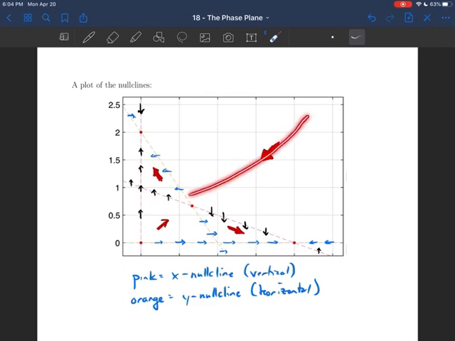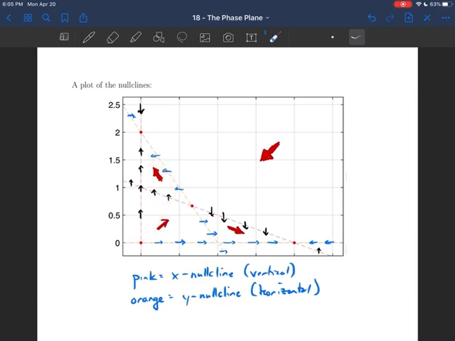Similarly, in this region, everything has to be moving up and to the right, and in this region, everything has to be moving down and to the right. And that gives you the broad brush strokes of what solutions are doing. You can tell the solutions are roughly going to come in this way, and then maybe they reach this line, then they start going up. So solutions look like that.